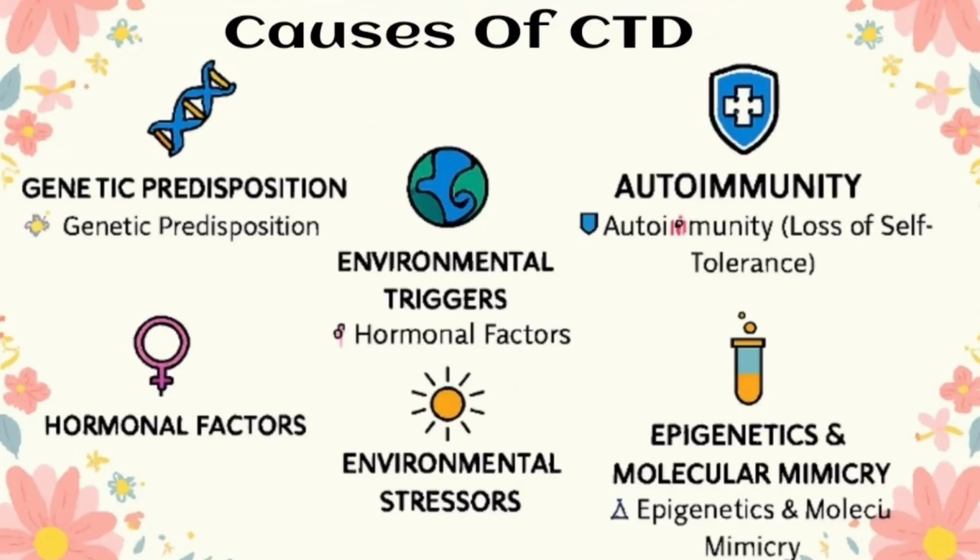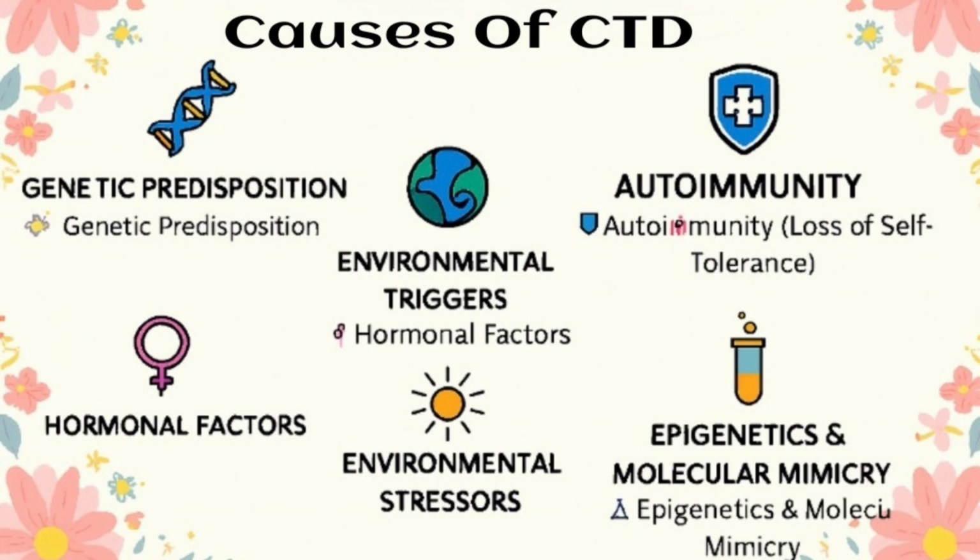Causes of connective tissue diseases are many, and they often work together rather than in isolation. Genetic predisposition. Genes set the stage. They don't guarantee disease, but they load the gun. Environmental and immune factors pull the trigger.